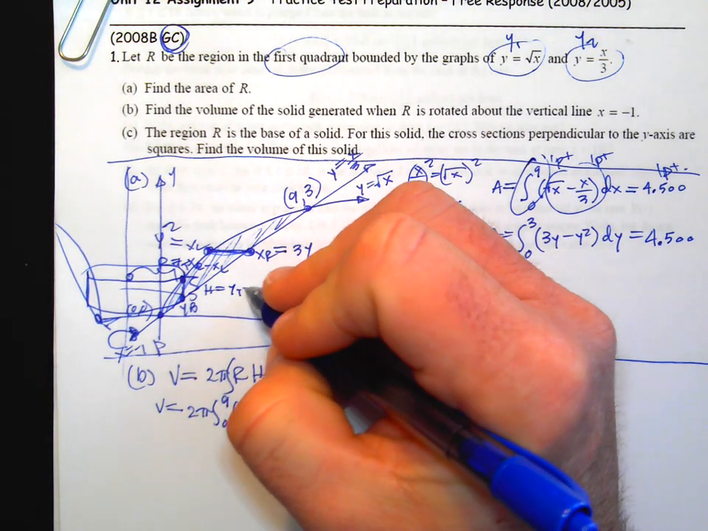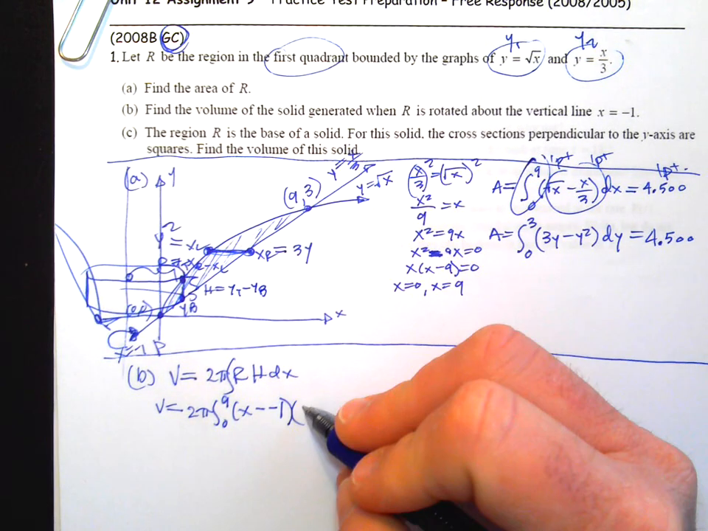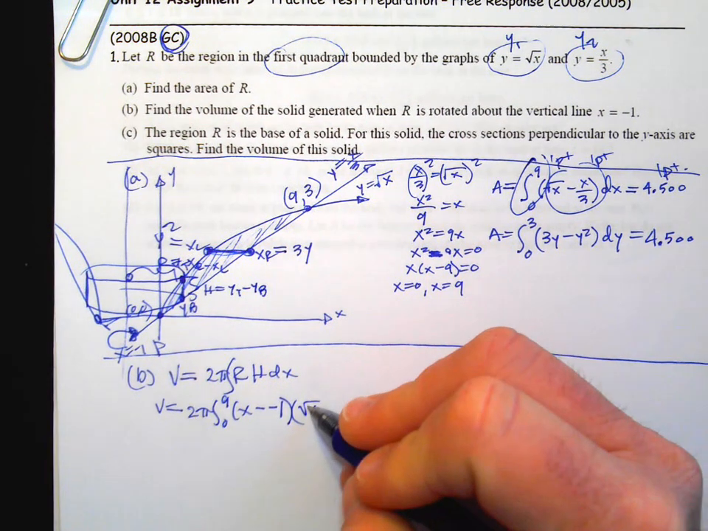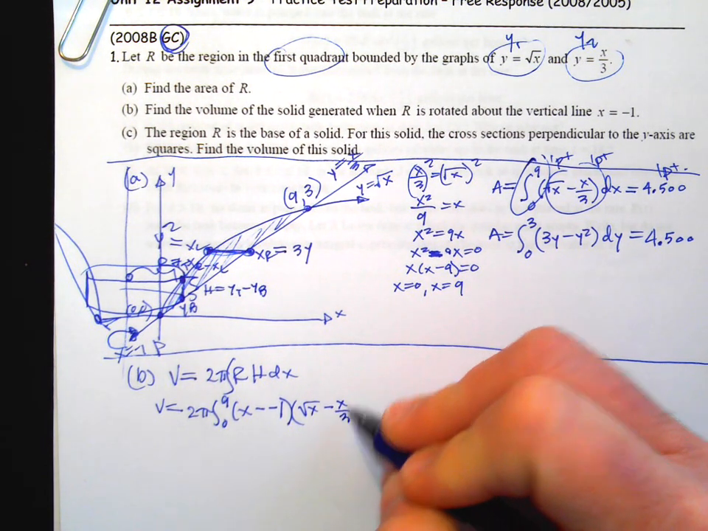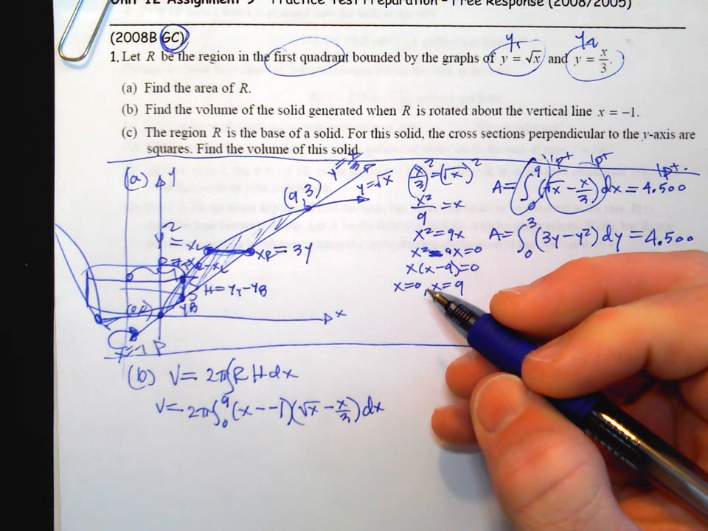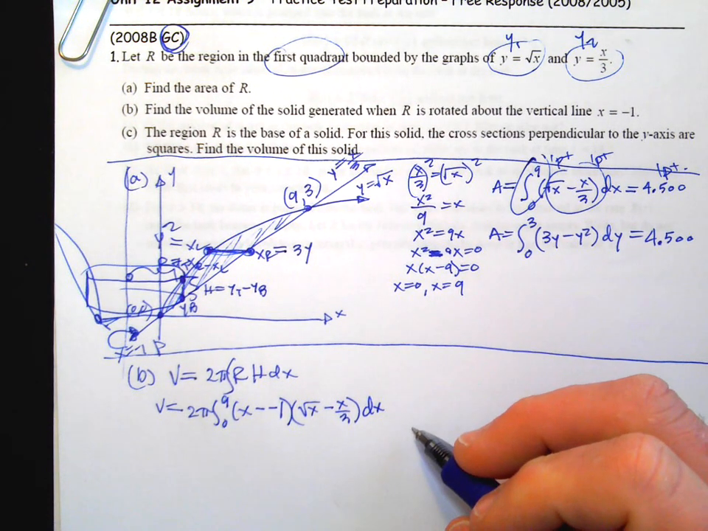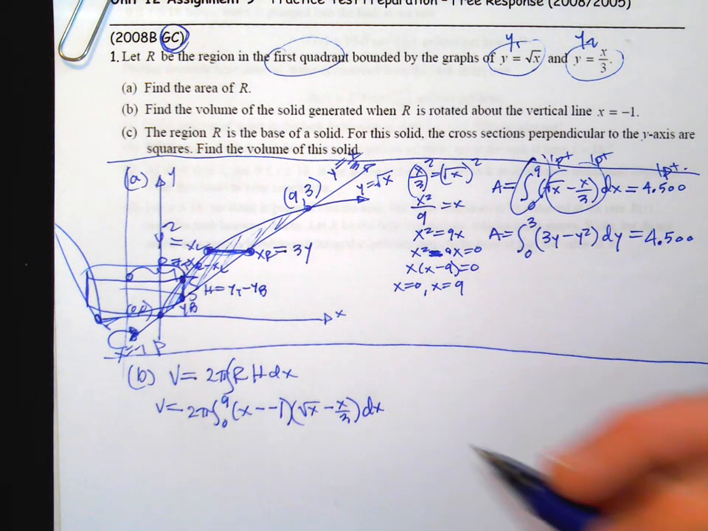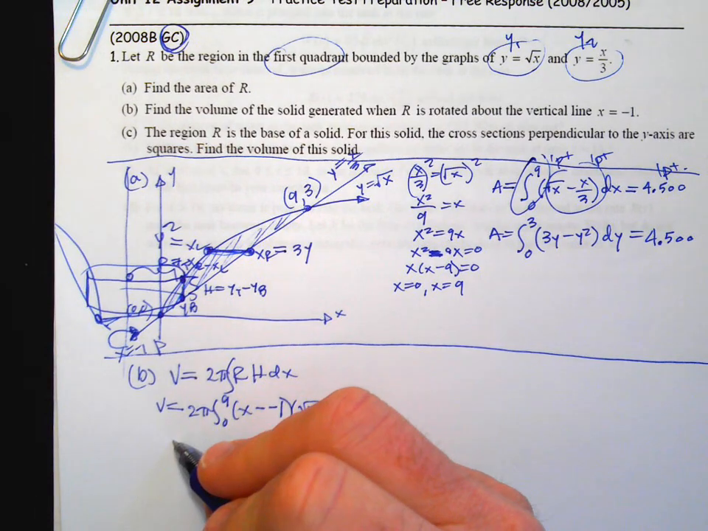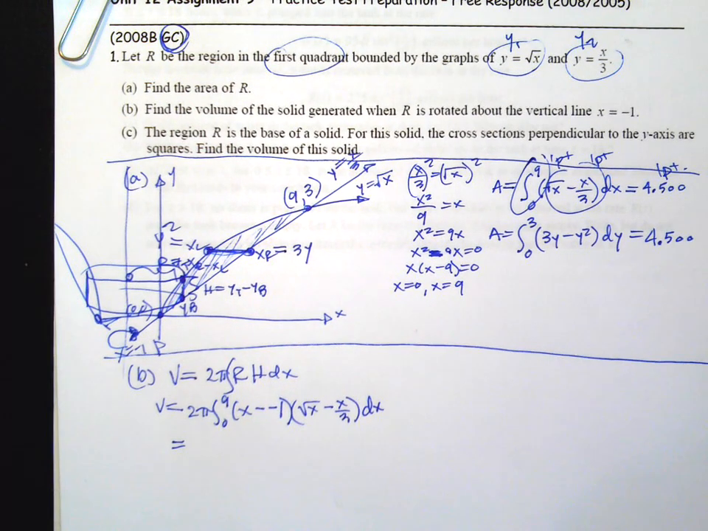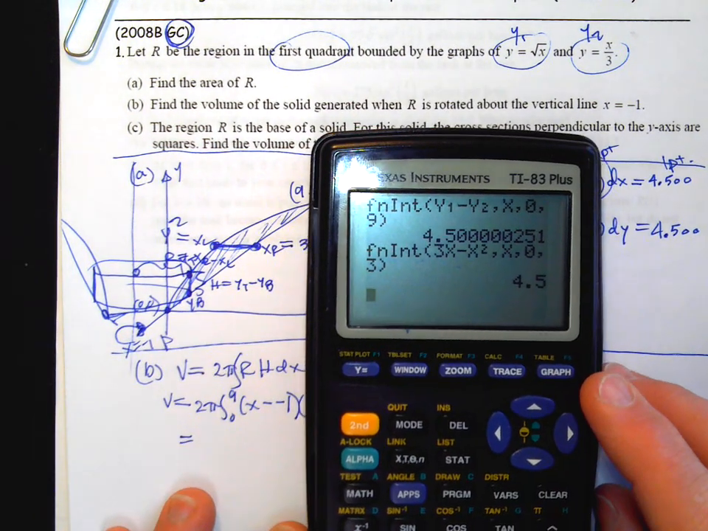It's y top minus y bottom. Y top in terms of x is the square root of x. Y bottom is x over 3, dx. That's your setup. And then you can use your calculator to get your answer. So let's go ahead and just do that on our calculator real quick.